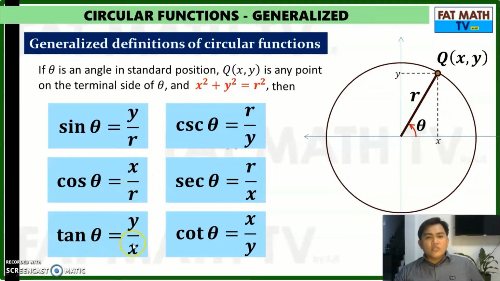For tangent theta, it's still y over x, because this is y over r over x over r, and the r will cancel, and we will be left with y over x. For the cosecant theta, we have r over y instead of 1 over y. For secant of theta, r over x instead of 1 over x. And for the cotangent theta, we will have x over r divided by y over r, or simply x over y. So this is now the extended or generalized definitions of the circular functions.